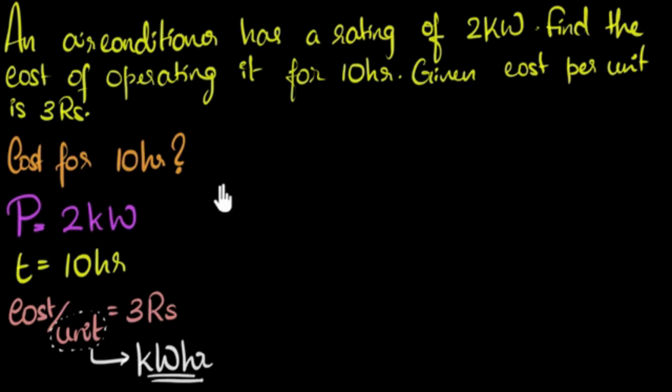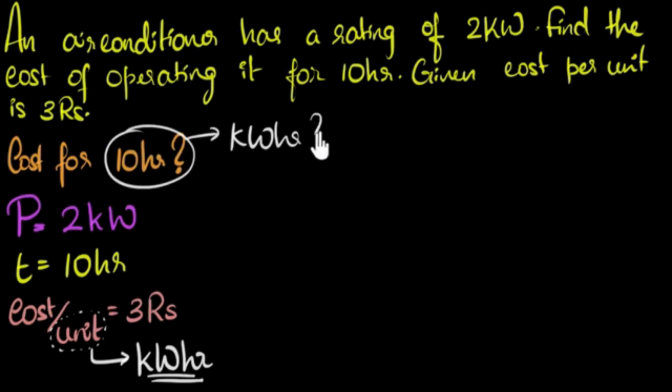All right, so let's do this. Since we want the cost for 10 hours, the first step for us would be to figure out how many units are being used. How many kilowatt hours are being used? Because we know for 1 kilowatt hour, the amount is 3 rupees. So if we figure out how many kilowatt hours are being used, we can calculate how many rupees it is. So the first step would be to calculate, for 10 hours, how many kilowatt hours it is.